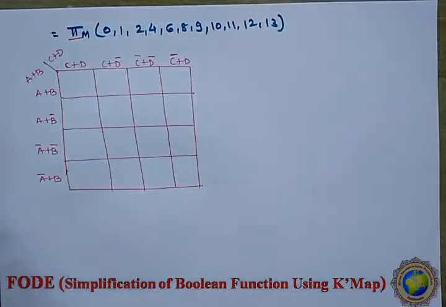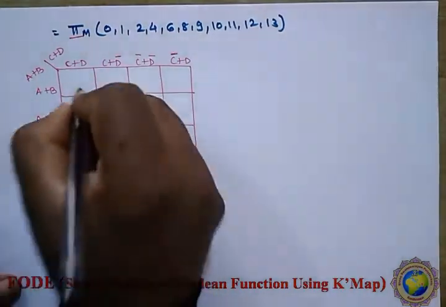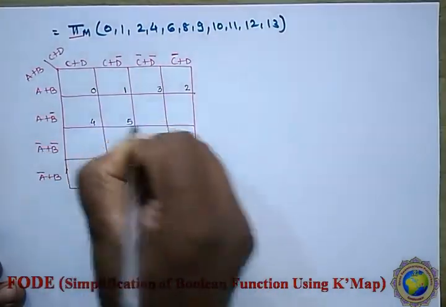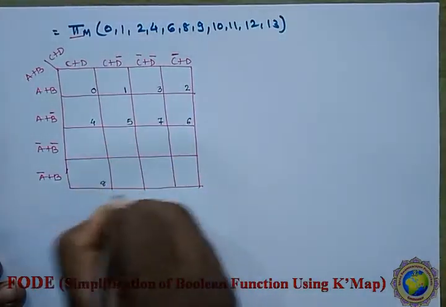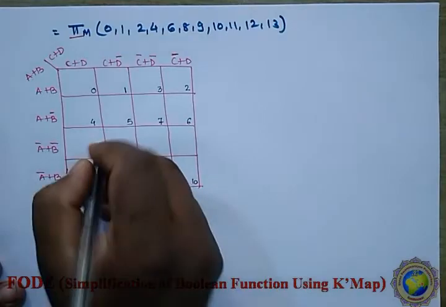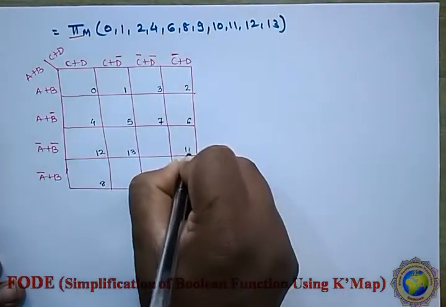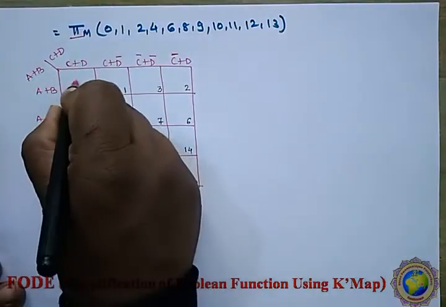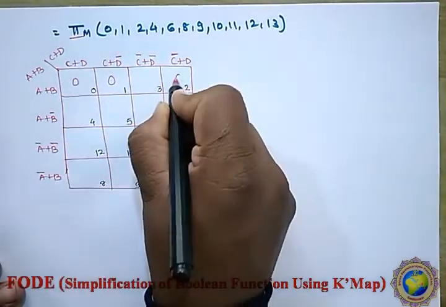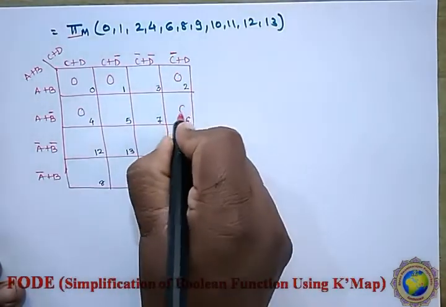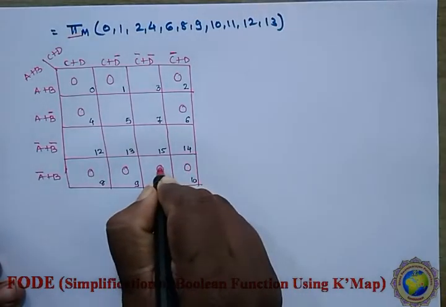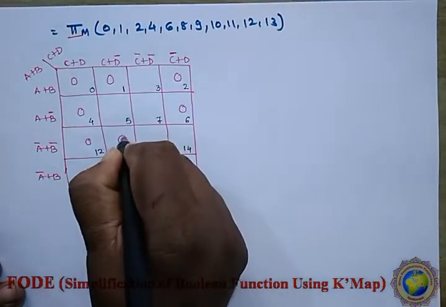Give the cell numbers: 0, 1, 2, 3, 4, 5, 6, 7, 8, 9, 10, 11. Now put the 0 in the given cell numbers. So start 0, 1, 2, 4, 6, 8, 9, 10, 11, 12 and 13.